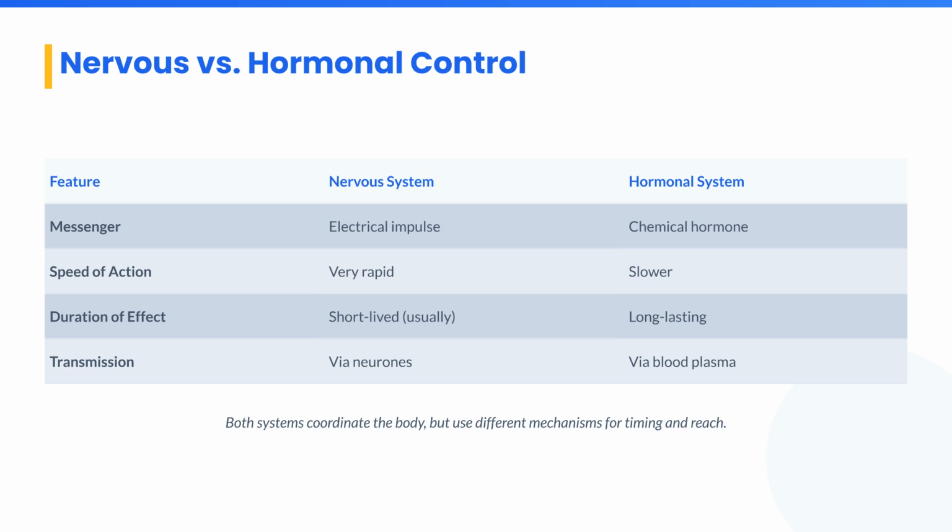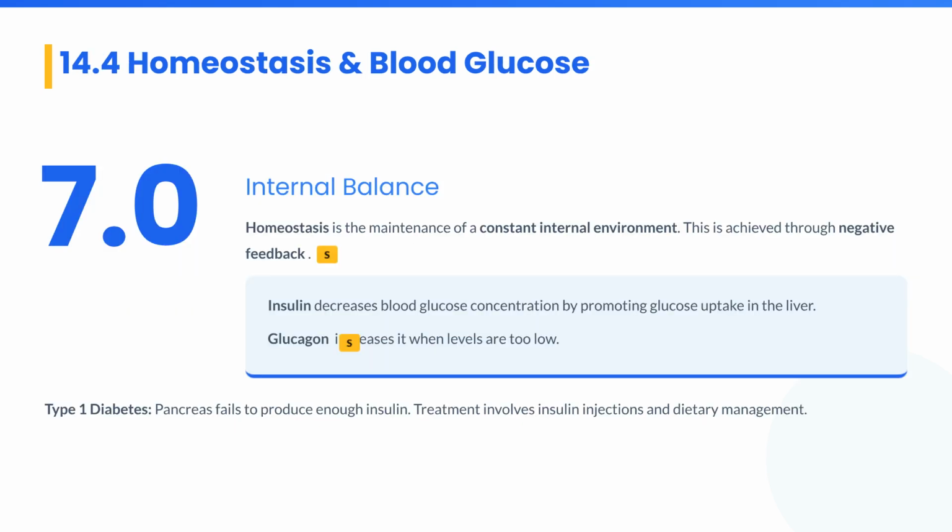The nervous system uses rapid electrical impulses and is short-lived, while the hormonal system uses slower chemical hormones transmitted via blood, producing long-lasting effects. Homeostasis is the maintenance of a constant internal environment, often achieved through negative feedback.